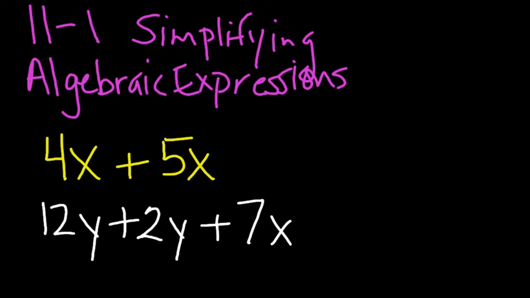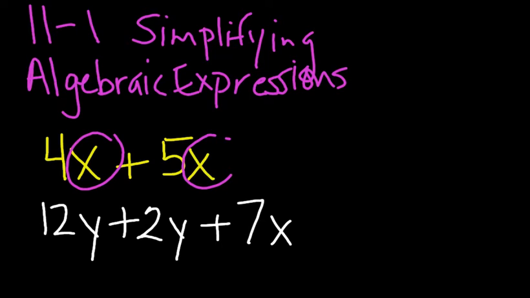What makes something alike is the variable and the exponents. So you don't worry about the coefficients, which in the first one would be the 4 and the 5. The coefficients are numbers that go with the variables, but you look at the x's, or the x squareds, or the y's, whatever the variables are. If the variables are alike, that makes them like terms, so you can add them.